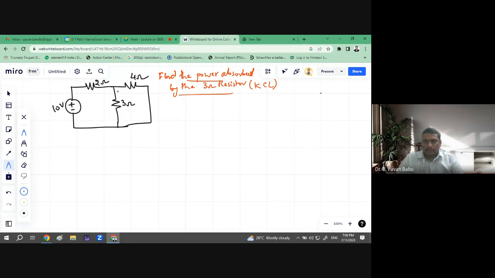The sum of incoming currents is equal to the sum of outgoing currents. I'll give you a small example. This is a node. Let us consider this as a node, and let the currents be I1, I2, I3, I4, likewise. The sum of incoming currents is equal to the sum of outgoing currents at that particular node.